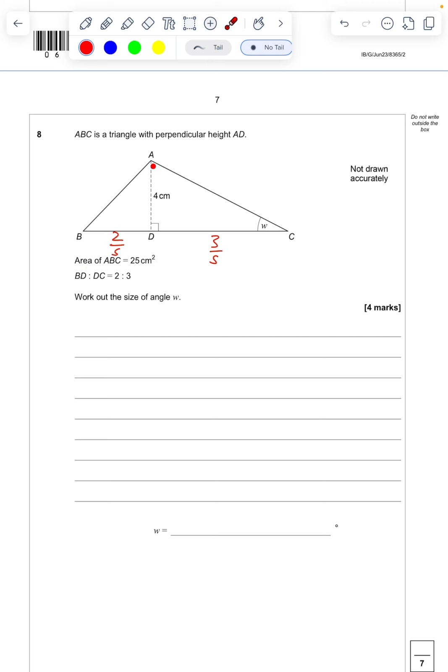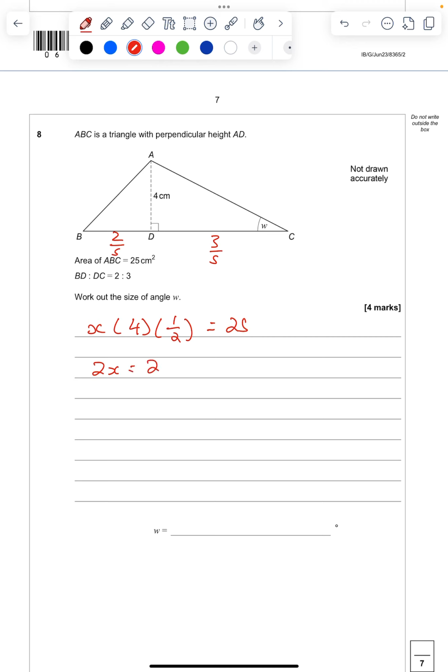And the area of ABC is 25 cm squared, right? Okay, so that means that the base, which I don't know what this is, I'm just going to call that x, and it's a right angle triangle, so the base x times the height, which is 4, and you half it because it's a right angle triangle. So I've just done the area of this triangle here, must be equal to 25. So 2x is going to be 25, therefore x must be equal to 12.5.